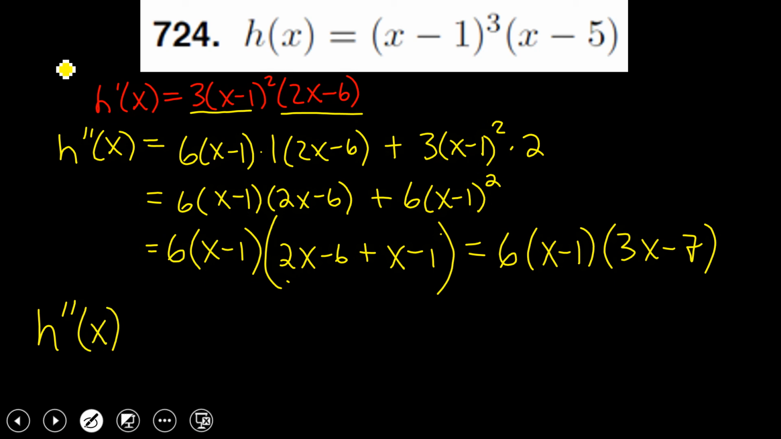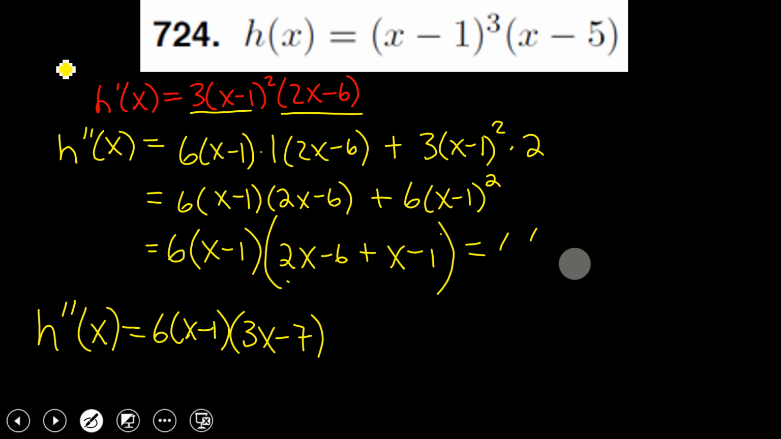All right, so we've got h double prime of x is 6 times (x minus 1) times (3x minus 7). Okay, so this is going to tell me about my concavities. So when am I a U, when am I a hill? We're going to go forward from there. So I'm going to erase this section so that I can do my concavity part. Why did my circle seem to get smaller here?